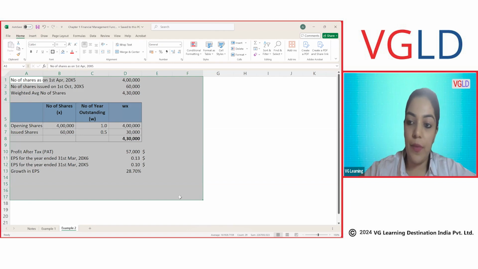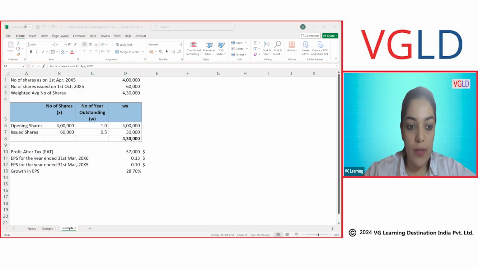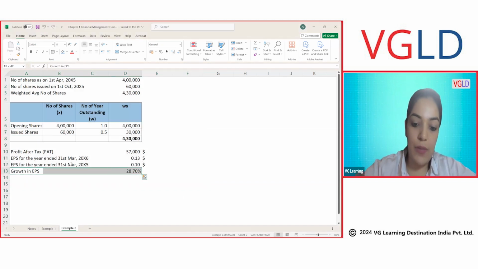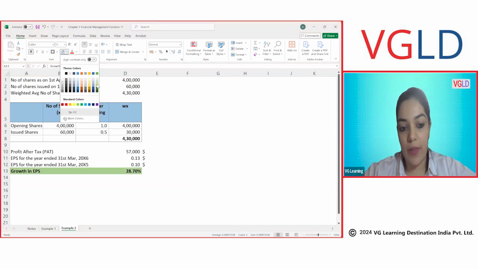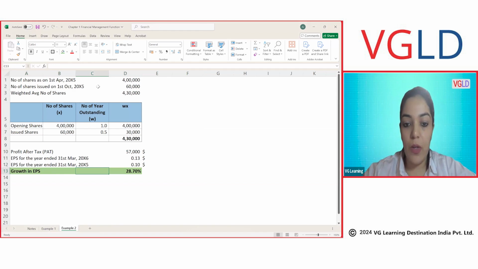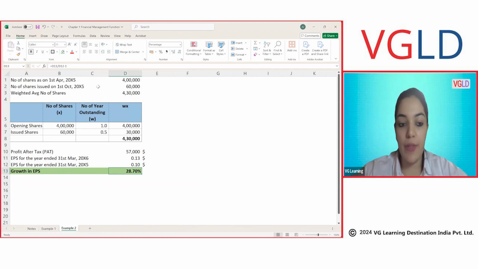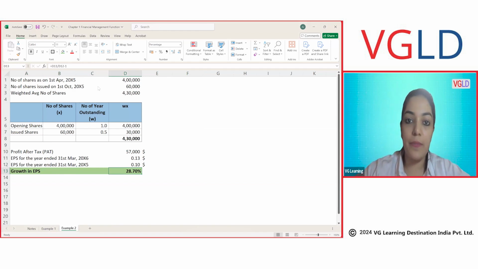All right. So the final answer that you would have to put in the answer box would be 28.7%. A lot of the times they put the percentage outside the box. So in the box, you will put 28.7. So be careful about that.